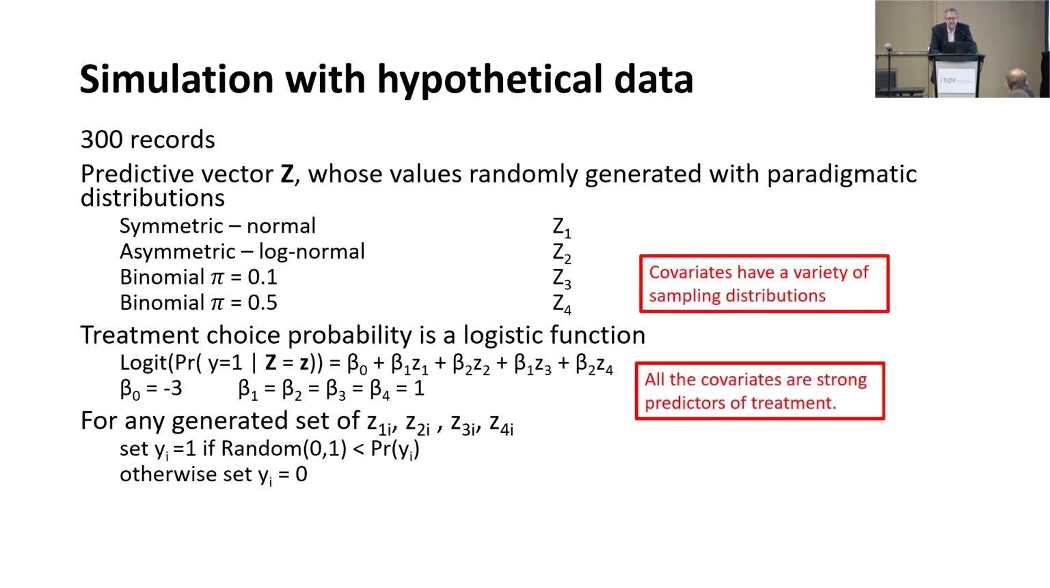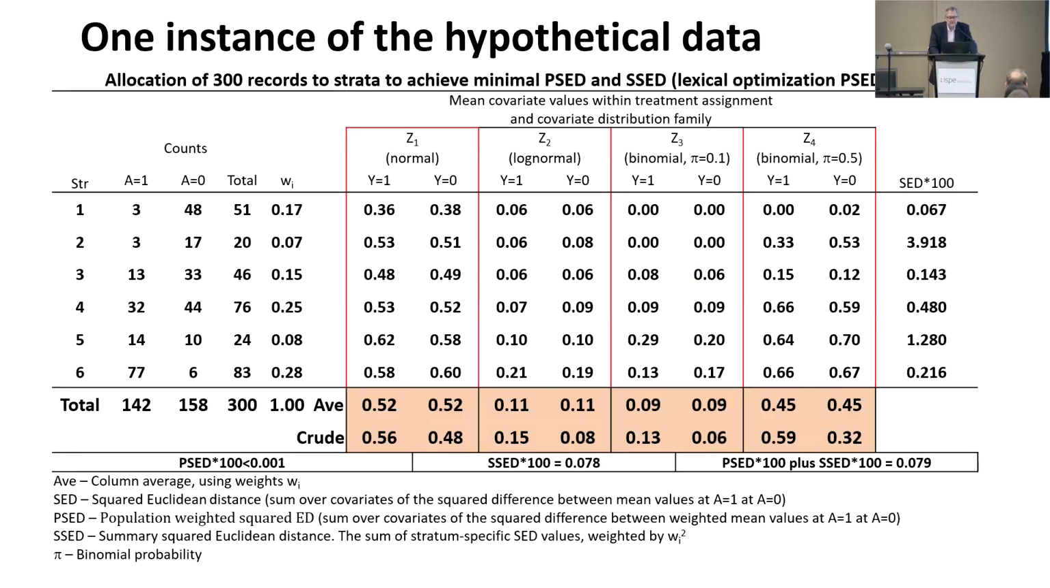Now, we studied this procedure using simulated data. In the simulations, there are 4 strong covariate predictors of treatment assignment with different sampling distributions, symmetric and asymmetric and low and high prevalence binomials. These were combined in a logistic function to produce a record-specific treatment probability, which was subsequently converted into a treatment assignment. Here's an instance of the generated data.